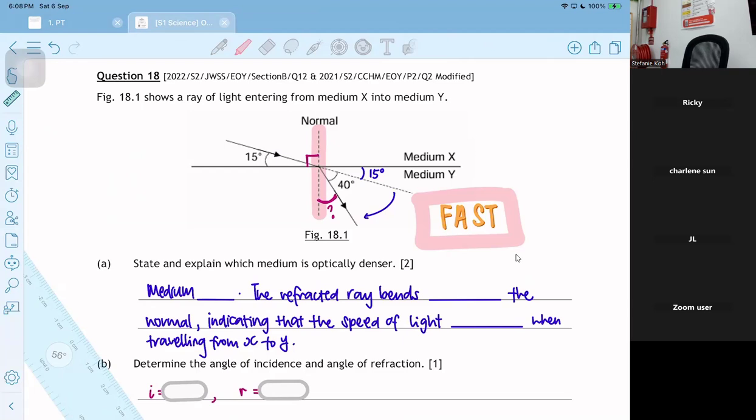You need to fill in the blanks also. You can just write the answers. Is it fast and bend away, or is it slow and bend?